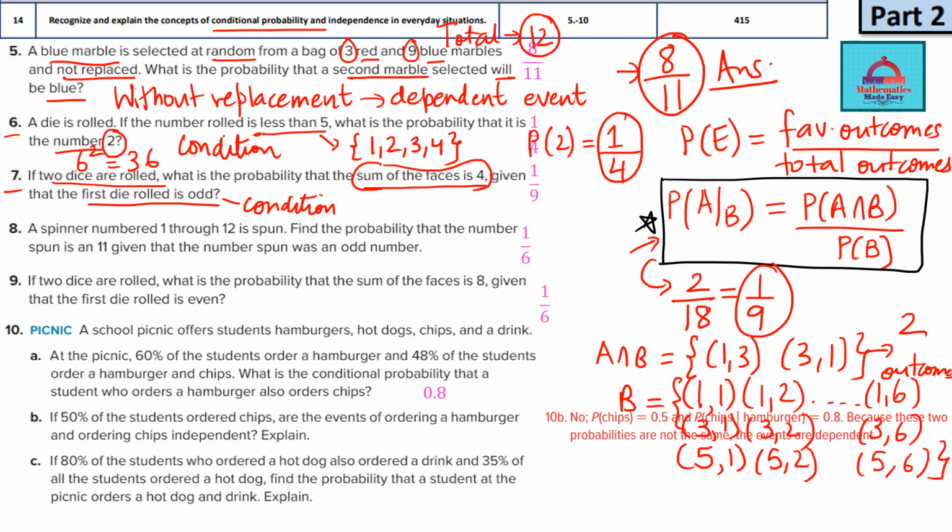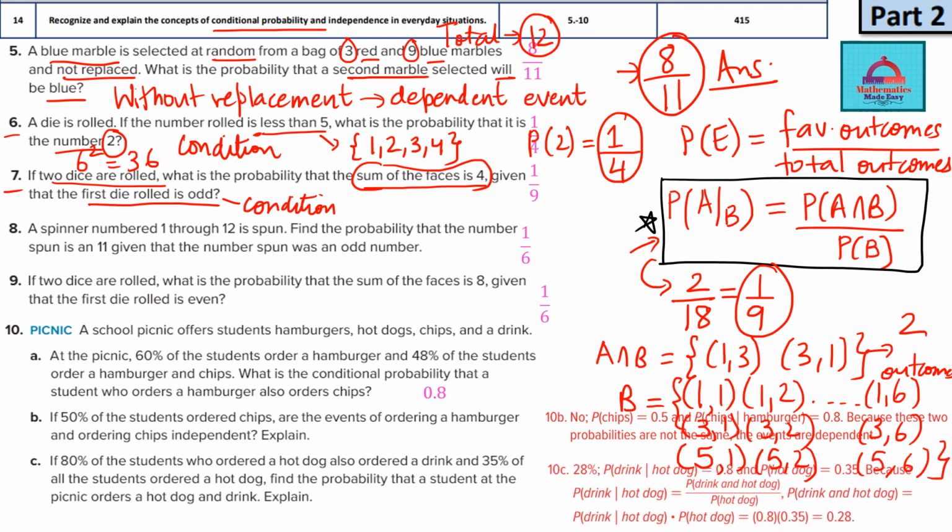And if you count all of these outcomes, from (1, 1) to (1, 6), these are 6 outcomes. From (3, 1) to (3, 6), these are 6 outcomes. From (5, 1) to (5, 6), these are again 6 outcomes. So total 6 multiplied by 3, that's 18. So that's how you get this denominator.